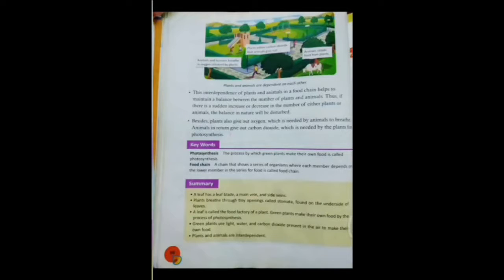Similarly, as the number of frog has decreased, snake will not get enough food and eventually the number of snake will also decrease. So we can see, if the number of one type of animals increase or decrease, number of other types of animal will also increase or decrease, and as a result the balance of nature will be disturbed. Now, a chain that shows a series of organisms where each member depends on the lower member in the series for food is called food chain.